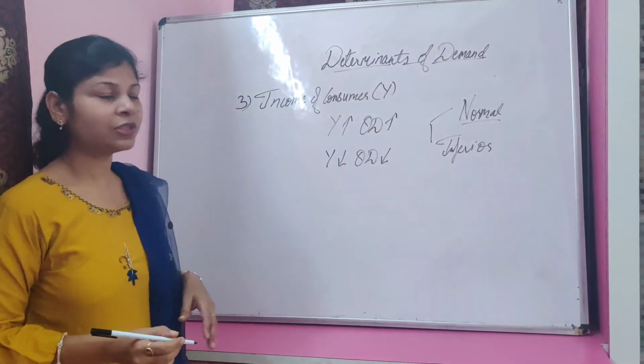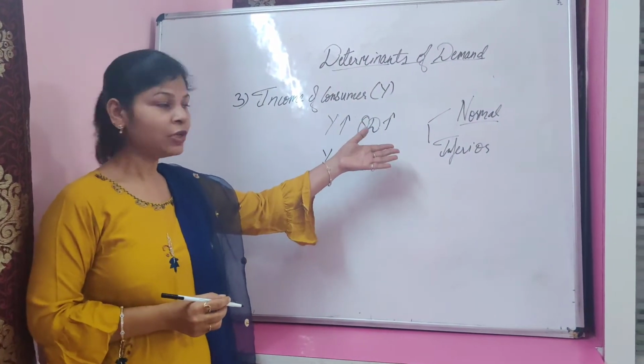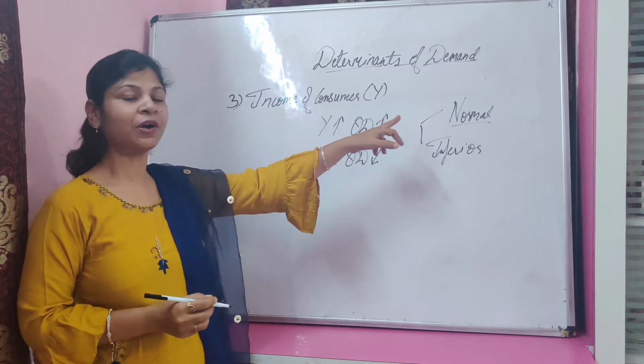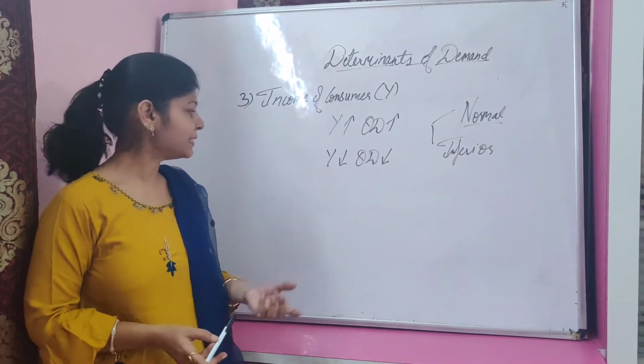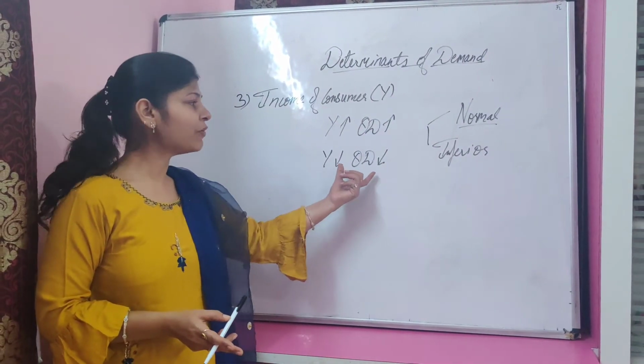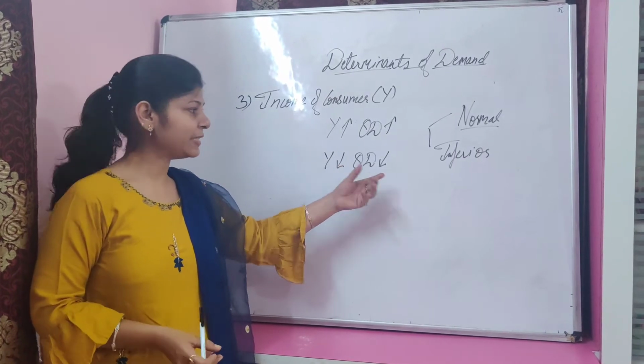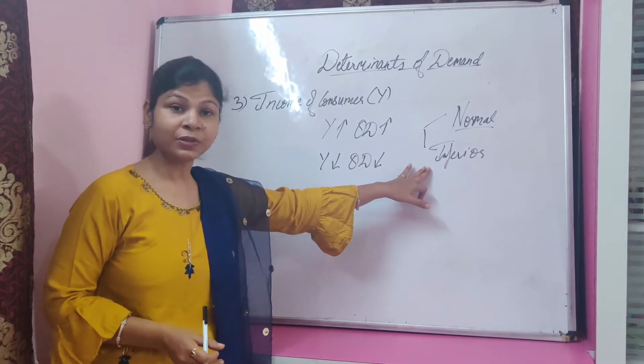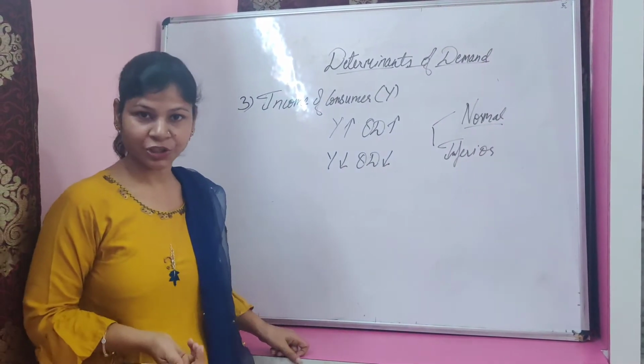Normal goods are those goods which we buy in our day-to-day life. So simply, when income increases, demand for normal goods will also increase. And when income decreases, demand for normal goods will also decrease. But in the case of inferior goods, it has an inverse relationship.